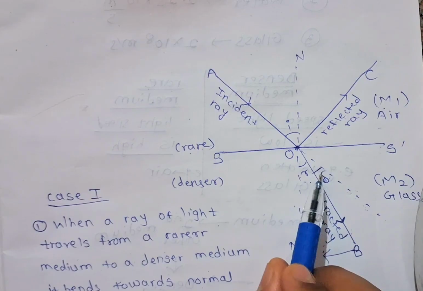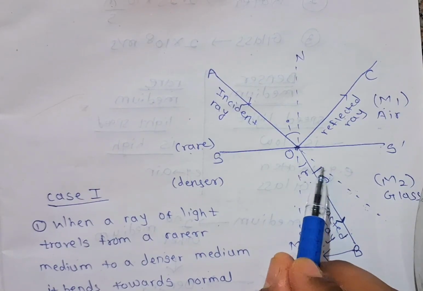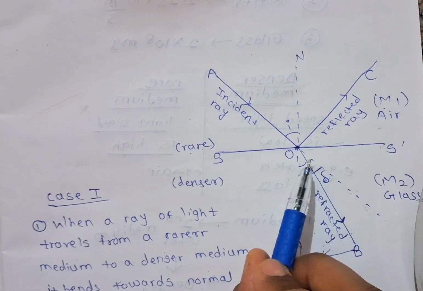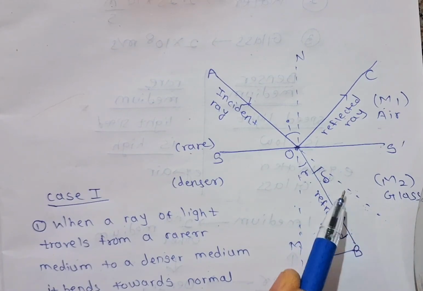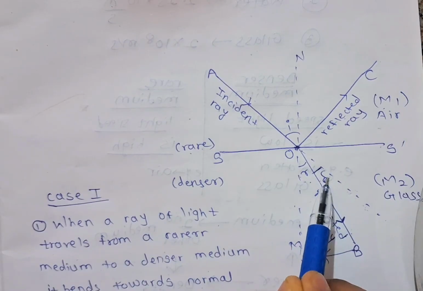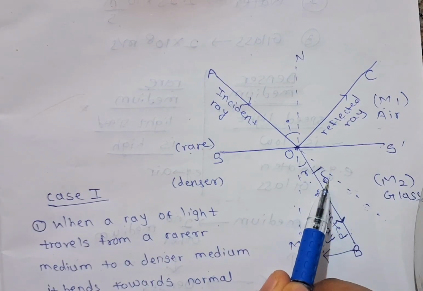And here is delta. We call it the deviation. How much has the light been deviated? The light must follow this path, but it gets deviated towards here, so we get another angle. This is delta, which we call the deviation of light.